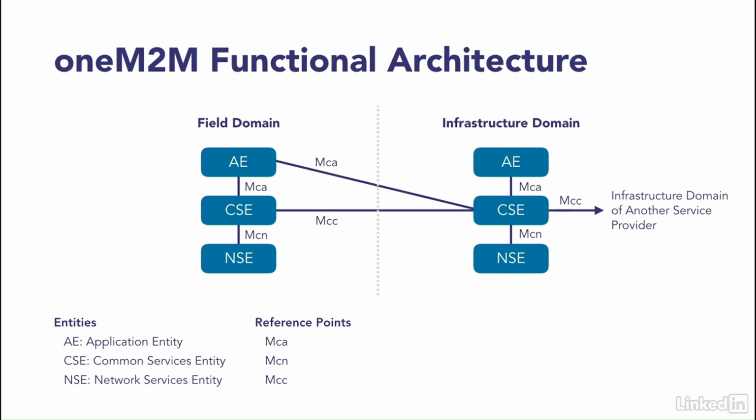Communication flows between a common services entity and the network services entity cross the MCN reference point. These flows enable a common services entity to use the supported services provided by the network services entity other than the transport and connectivity services. Communication flows between two common services entities in infrastructure nodes that are oneM2M compliant and reside in different M2M service provider domains cross the MCC' reference point.